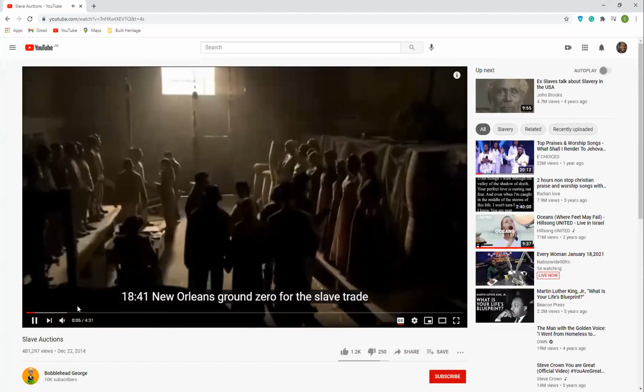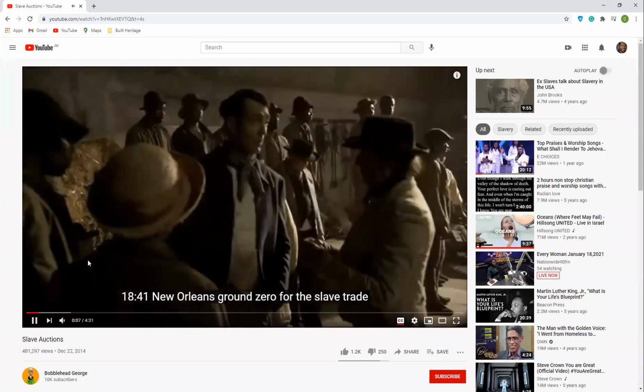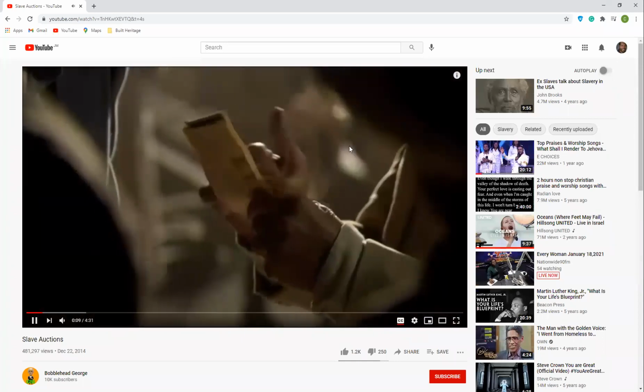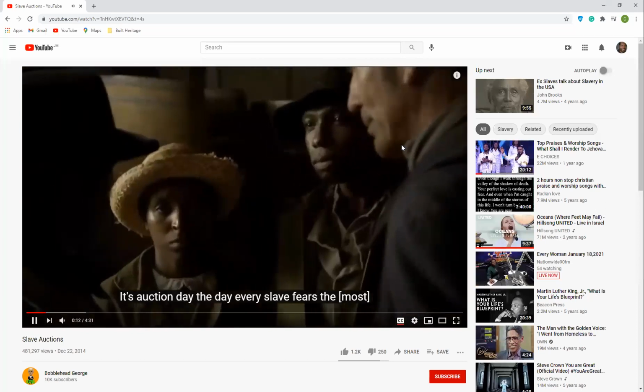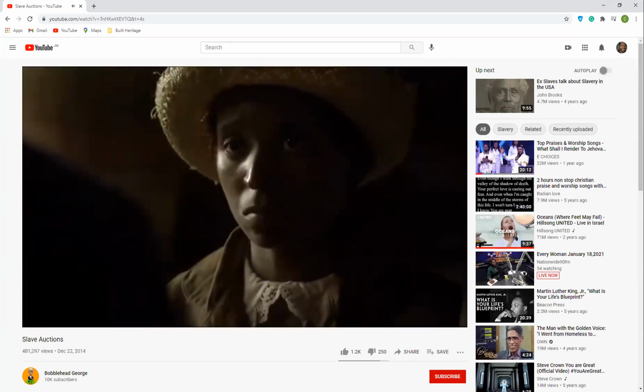So let us look at an auction, which is 1841, New Orleans. Ground zero for the slave trade. It's auction day, the day every slave fears the most.